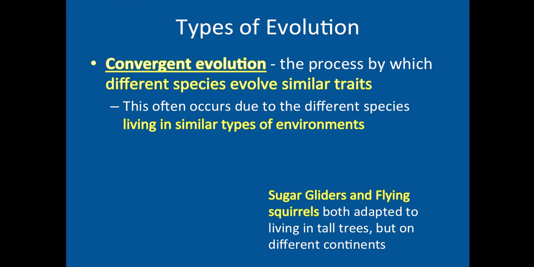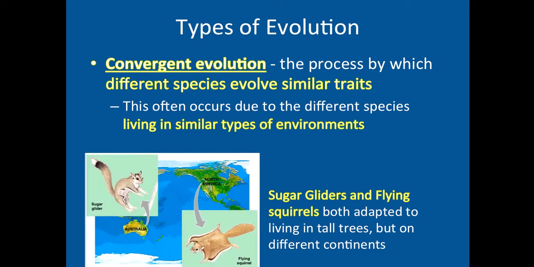Alright, so for the first one, we have types of evolution. Highlight the items that are yellow, and then there's some things that I would like you to write in as well, and I will let you know what those are. So the first type of evolution that we're talking about is convergent evolution. This is the process by which different species evolve similar traits. We get the picture here.